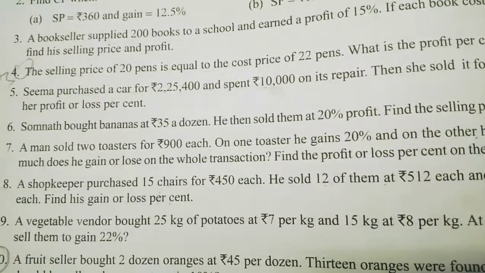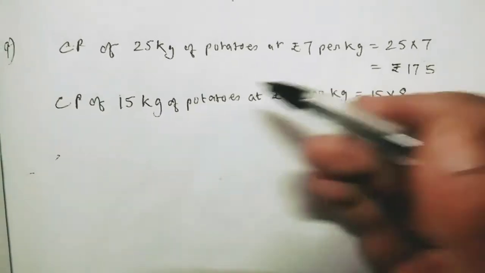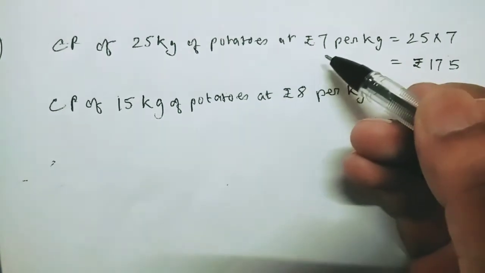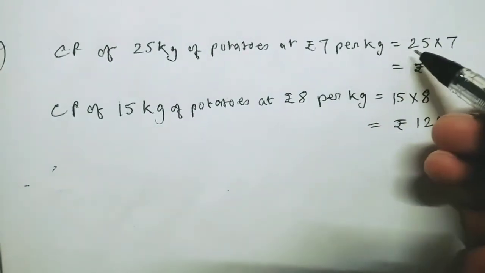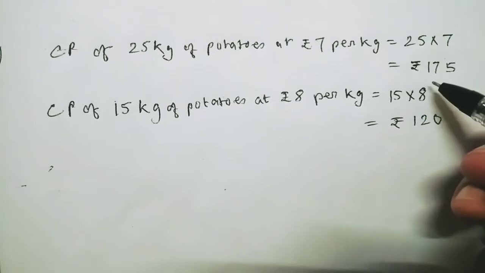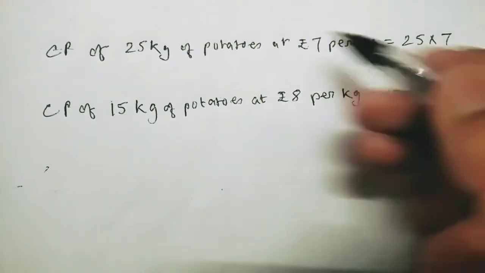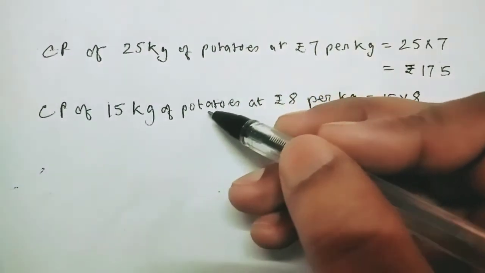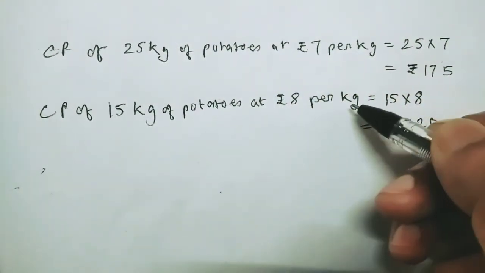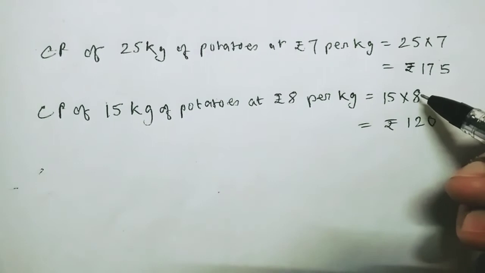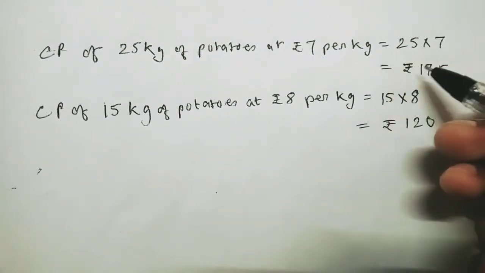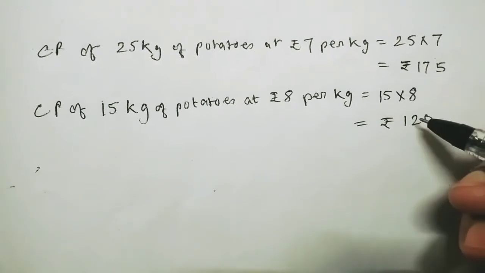Okay, so let's start. Students, you can see here the CP of 25 kg of potatoes at 7 rupees per kg is 25 into 7. This is the CP of 25 kg of potatoes, 175. Then the CP of 15 kg of potatoes at 8 rupees per kg, that means 15 into 8, is 120 rupees. So this is the first CP, this is the second CP.